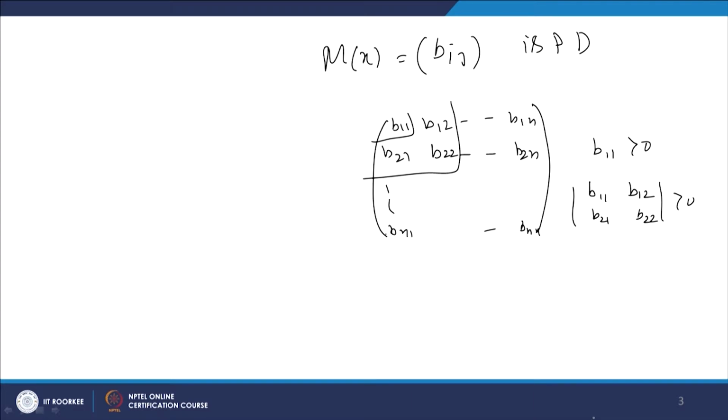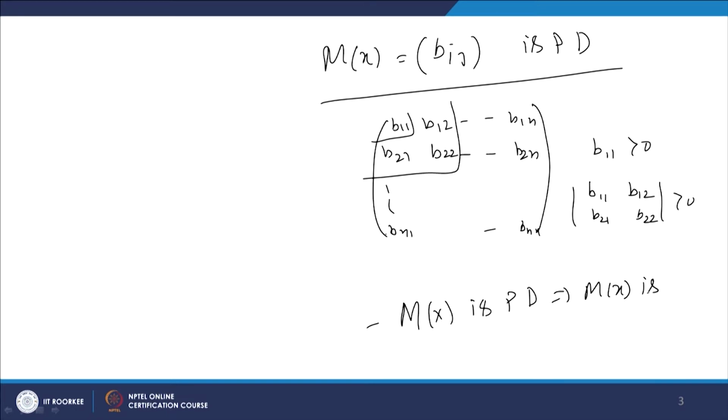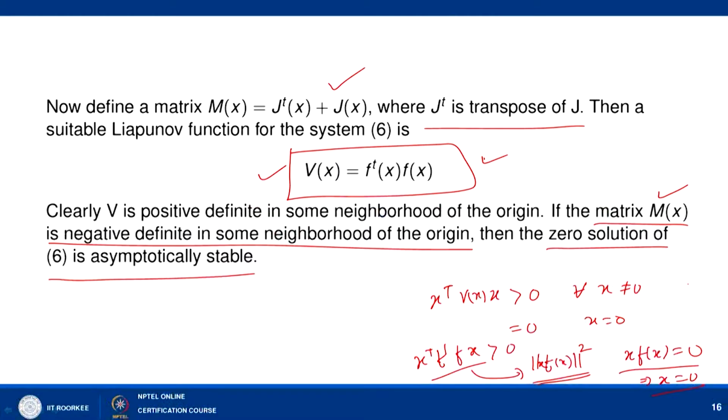So, if all the principal minors are positive, then we say that the matrix M of x is positive definite, and it is negative definite if minus of M of x is positive definite, then we say that M of x is negative definite, right. So, here this is the positive definiteness and negative definiteness of a matrix.